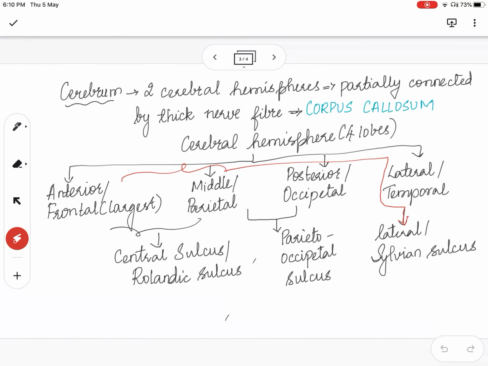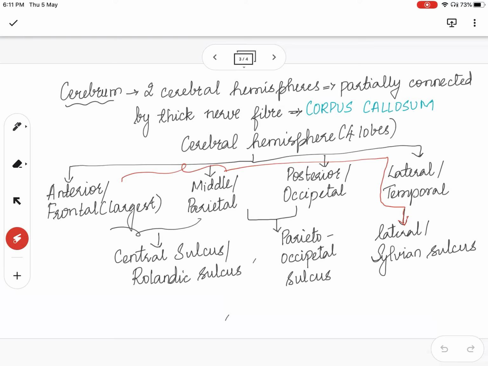If you look over here, the cerebral hemisphere is divided into four lobes. Anterior, which is also called frontal, is considered to be the largest lobe. The question can definitely come, which is the largest lobe, and the answer is the frontal lobe. Then the second one is the middle lobe, called the parietal lobe. The third one is the posterior lobe, called the occipital lobe, and the fourth one is the lateral lobe, called the temporal lobe.